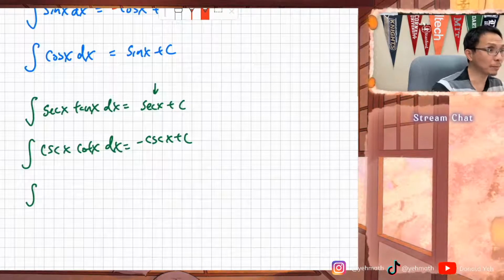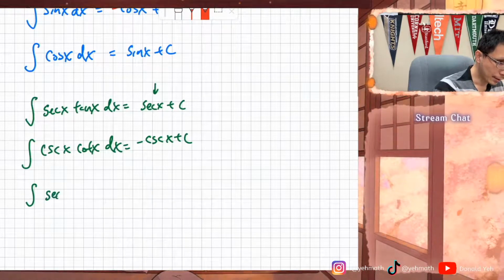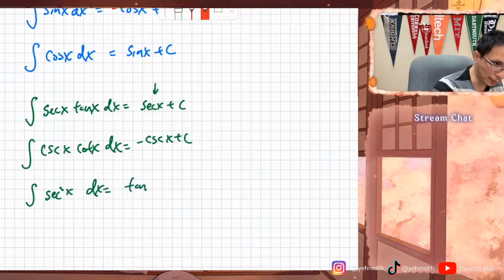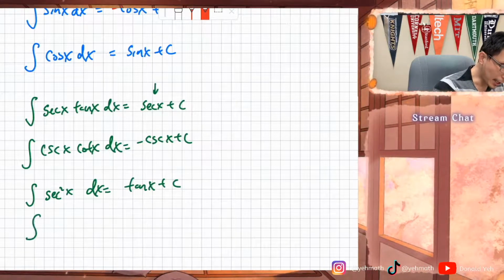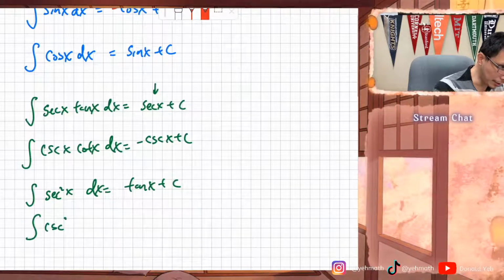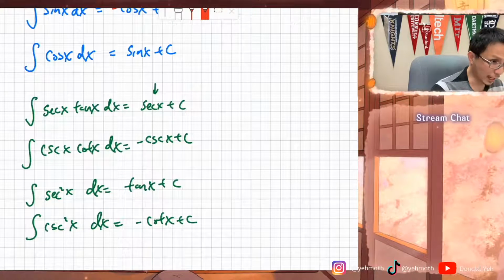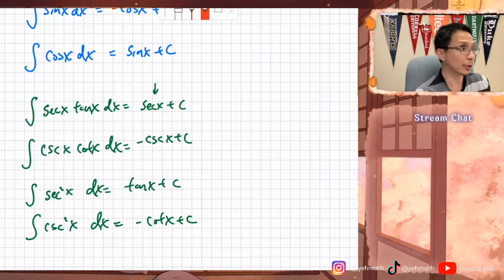What's the next one? Secant squared of x dx. Good job, Andrew. That's equal to tan of x plus c. And the integration of cosecant squared of x dx? Negative cotangent of x plus c. Great. So you guys all understand.